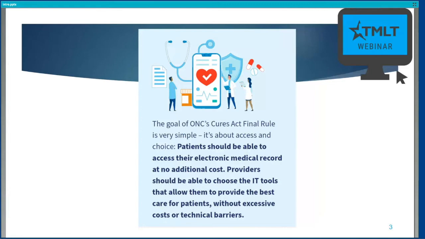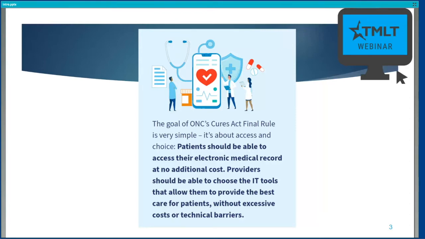Information blocking is part of a larger law called the 21st Century Cures Act. Today we're going to be focusing on the Office of National Coordinator for Health IT, or ONC, as it's often referred to, Cures Act Final Rule about information blocking.